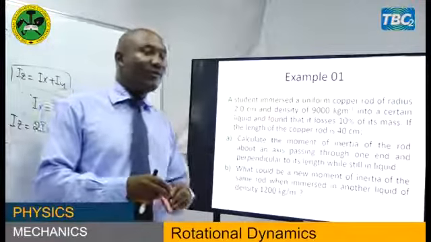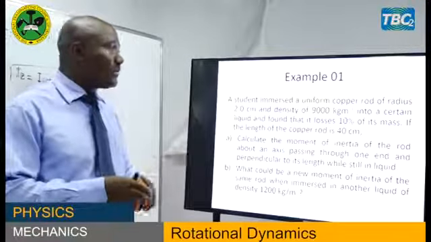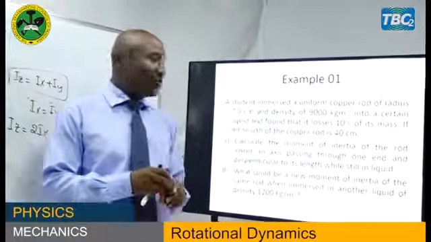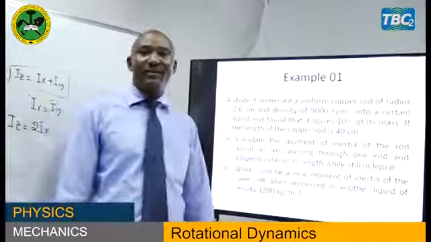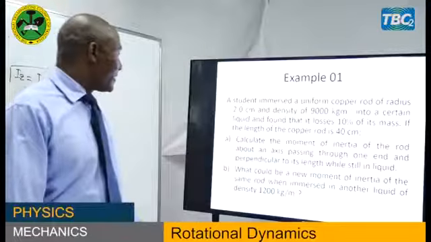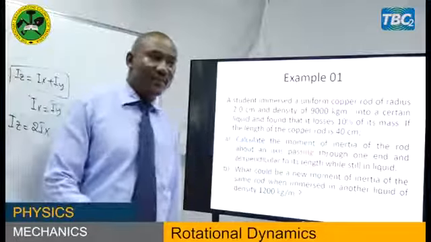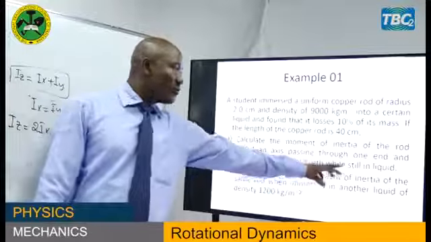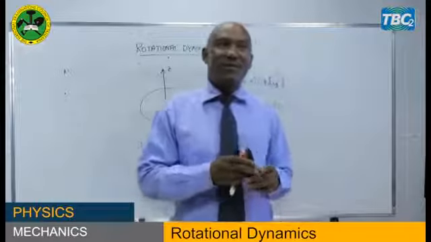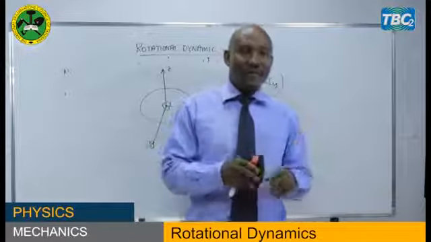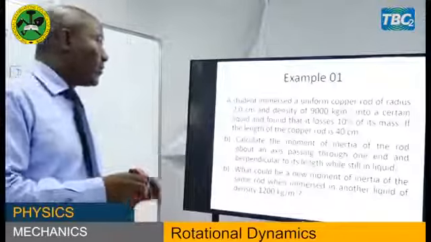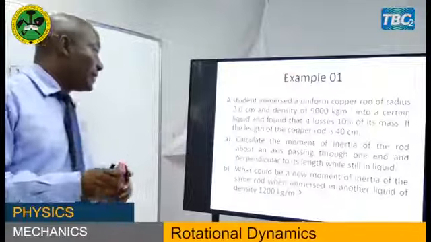We know from Archimedes' principle that when a body is immersed in a liquid, it loses some weight and mass also. So we are told how much mass has been lost. Now, the length of the copper rod is given. The question is, very interesting: calculate the moment of inertia of the rod about an axis passing through one end. So step number 1, you should think about how to find the formula for the moment of inertia passing through one of the ends and perpendicular to the plane.